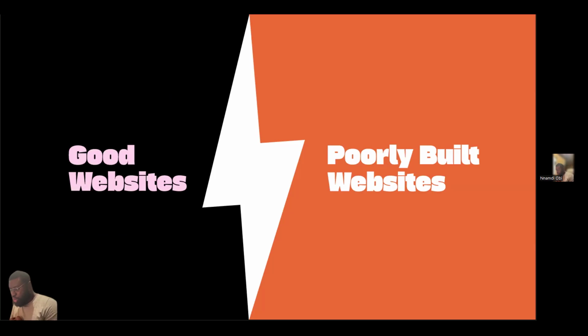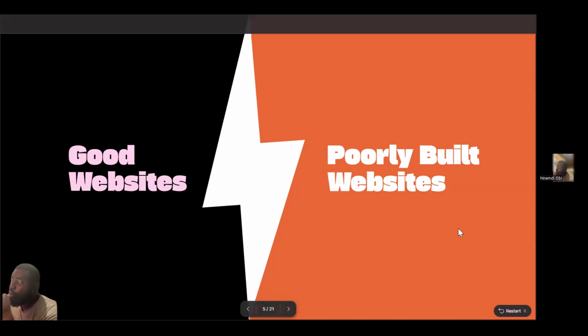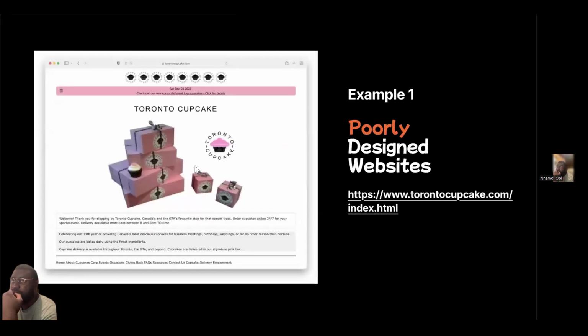All right, so let's look at a few websites, some good websites, poorly built websites, right? And I'm also going to be sharing links for you. So you need to save those links as you go on. But let's look at some websites that were poorly built, right? So we're going to start with the poorly built website. Now, this is a cake website, right? So let's visit this website.